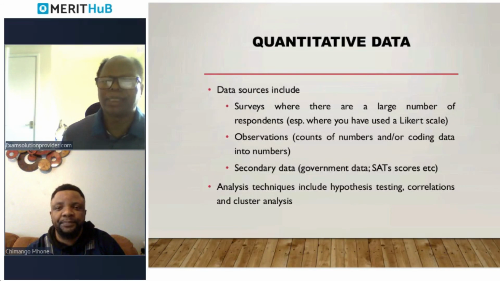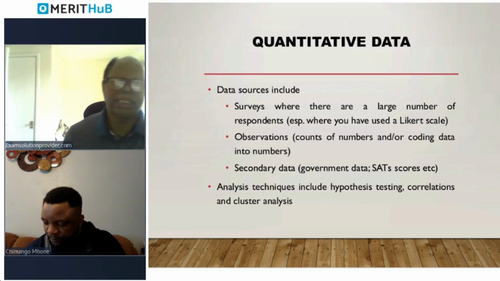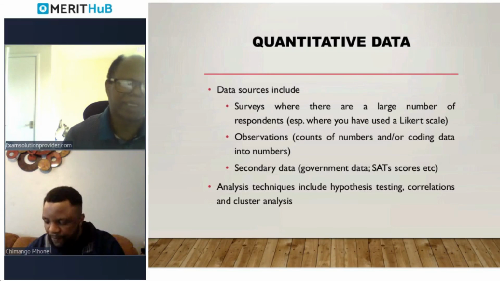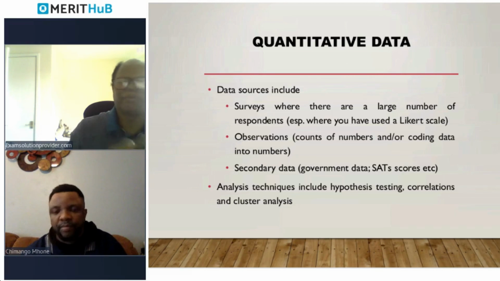Okay, right. So, data sources for quantitative study. The first one is surveys, where there are a large number of respondents, especially where you use a Likert scale. A Likert scale is strongly agree, agree, or true, false. Those are Likert scales that go over a range, so we put numbers to them.